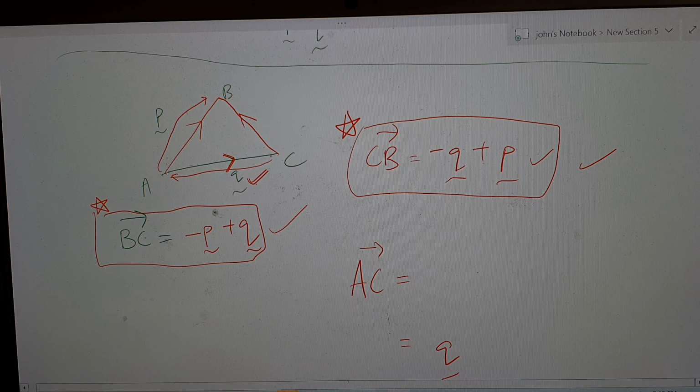To go from A to C, I have to travel this way and then this way. What is this way? It is P. And what is this way? Just now, CB, we said that it's minus Q plus P. So I'm going in the opposite direction, I'm going this way, whereas the original direction CB is minus Q plus P. So I must change this sign.